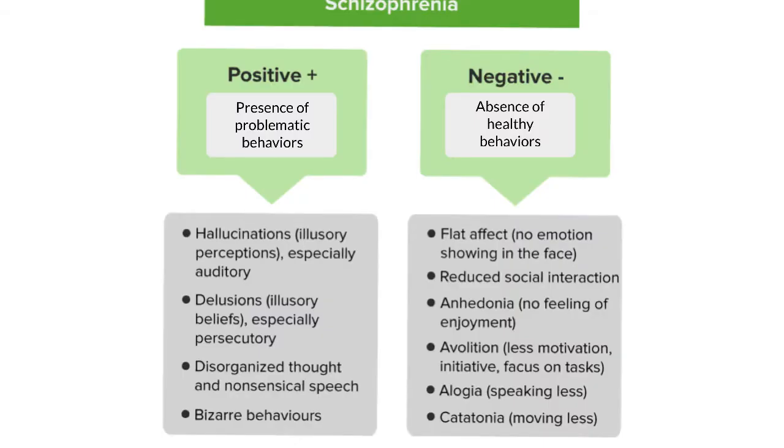We categorize the symptoms of schizophrenia into 2 broad categories: the positive symptoms and negative symptoms. Positive symptoms can be thought of as the presence of problematic behaviors, whereas negative symptoms are the absence of healthy behaviors. Positive symptoms can be things like hallucinations, delusions, and disorganized thought. Negative symptoms include things like anhedonia, a flat affect or showing no emotion on the face, reduced social interactions, and generally less motivation, less initiative, and less focus on tasks.